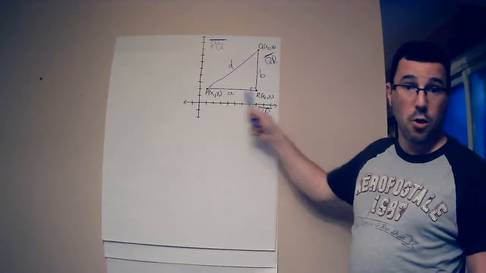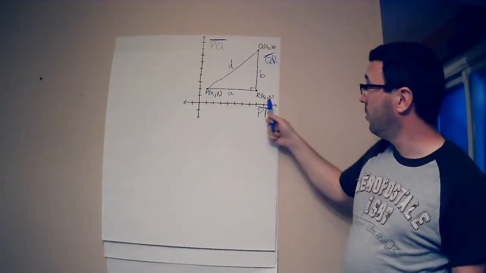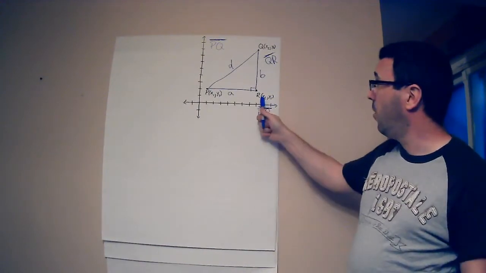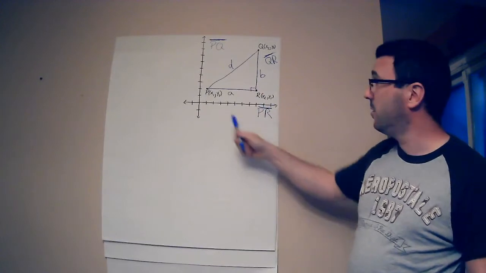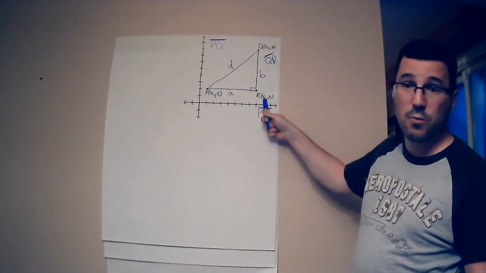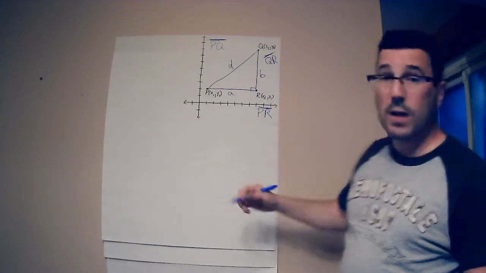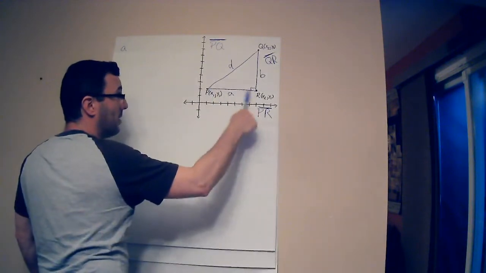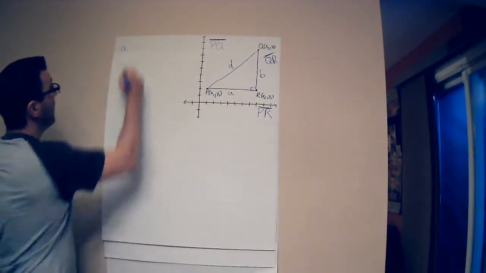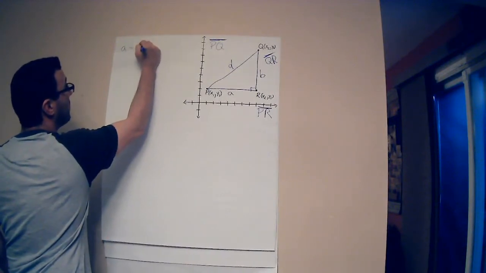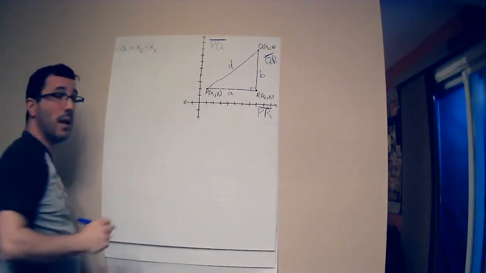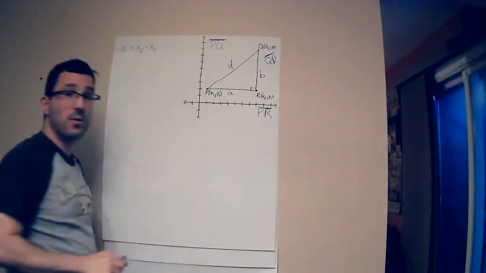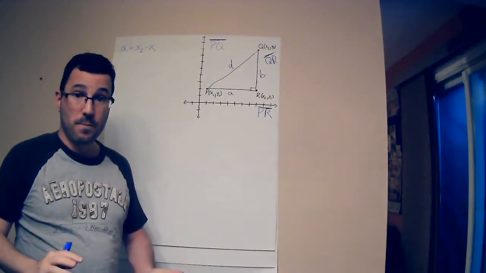Now, PR is our horizontal distance. So you'll notice Y1, Y1. I don't need to know what the Y's are. All I need to know is the difference in the X values. Since we're going to the right, this one is the larger X value. So what I can say is that A, our distance, this whole length of that side, is going to be equal to x2 minus x1. So whatever this x value is, subtract this x value. But again, we don't know what those are.